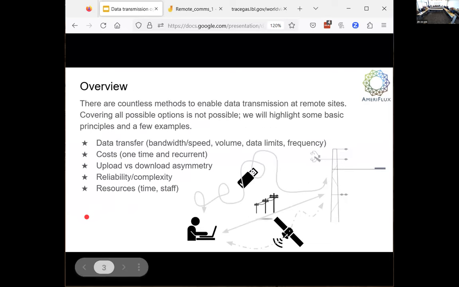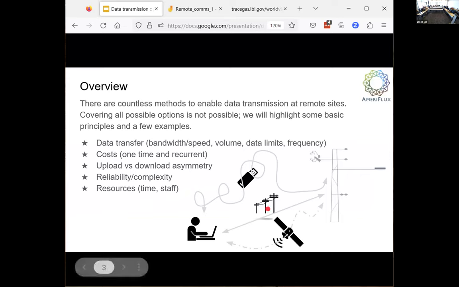So there's a lot of ways to enable data transmission at a remote site. It's well beyond the scope of this talk to go into a deep dive of all of those, but here in the cartoon, we summarize three broad categories. The first is the most manual. You're going to a site, pulling a data card, using a thumb drive, or connecting a laptop to your data logger and grabbing data.